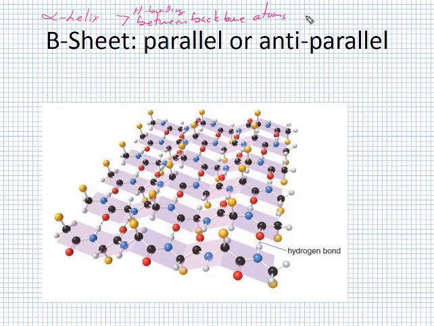and I'll put here amino acid 1, carbonyl, amino acid 5, its nitrogen, and the hydrogen bond, put this in blue, the hydrogen bond is between those two residues.